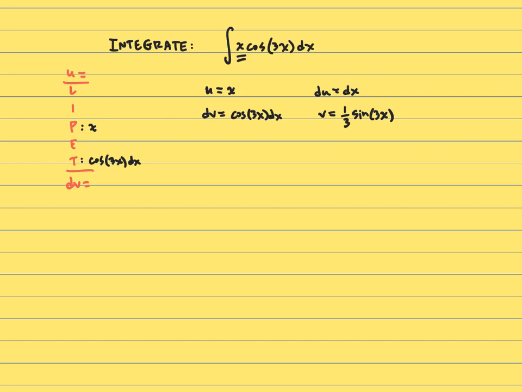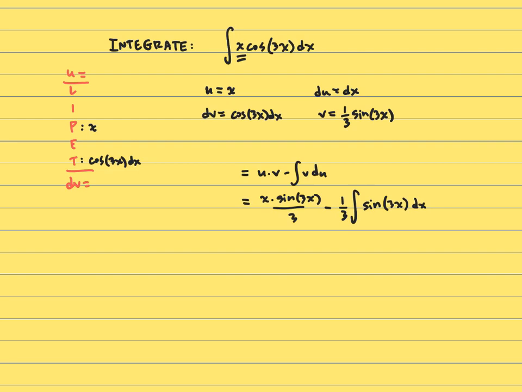We're set to go. So the integral of what we're looking for will be u times v minus the integral of v times du. So uv will be, I'm going to rewrite this as x times sine of 3x over 3 minus the integral of v times du. So I'm going to pull the 1/3 out because that's part of v and put a sine of 3x du, or in this case dx. Okay, so we've got just one step left. We've got to integrate sine of 3x dx.